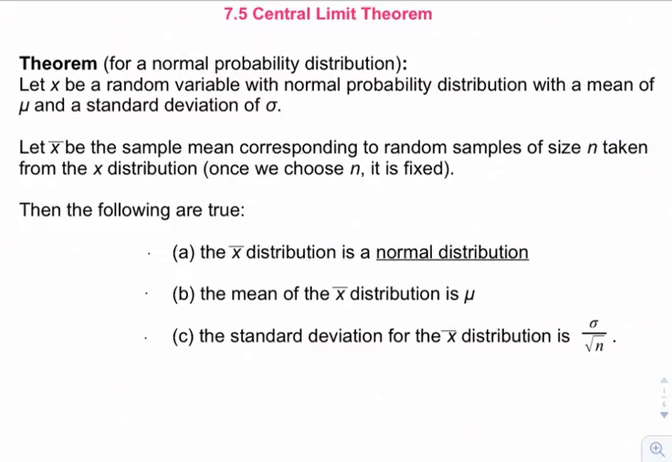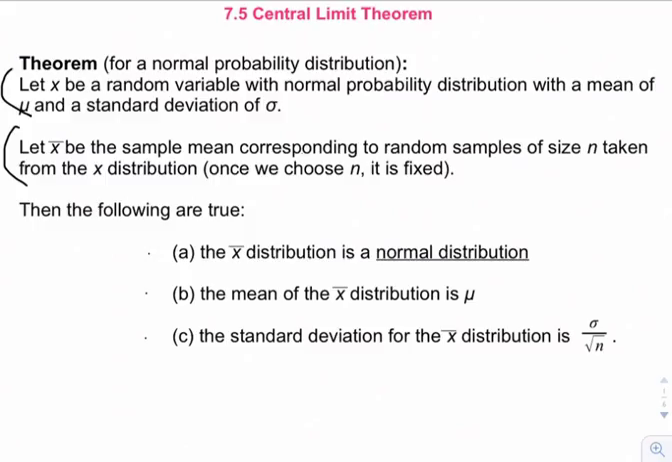So let's look at the "let" part of this theorem. It says if we start with a random variable that is normal and it has a mean of mu and a standard deviation of sigma, and x bar is the sample mean corresponding to random samples of size n, then we have these three things, A, B, and C. A, the x bar distribution is also normal. B, the mean of the new distribution is the same as the original one.